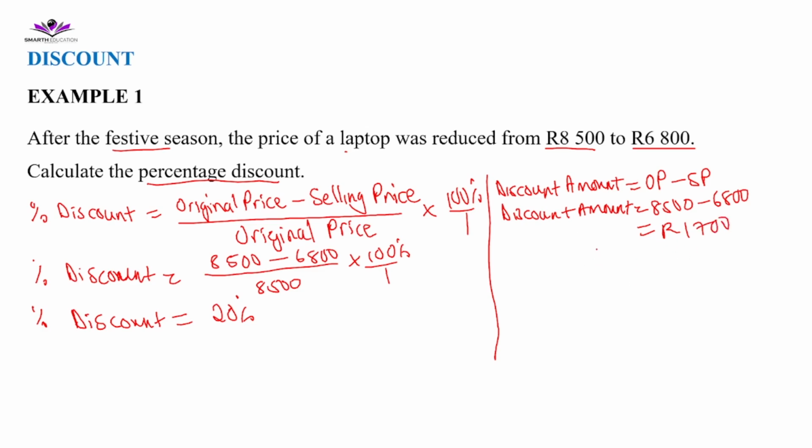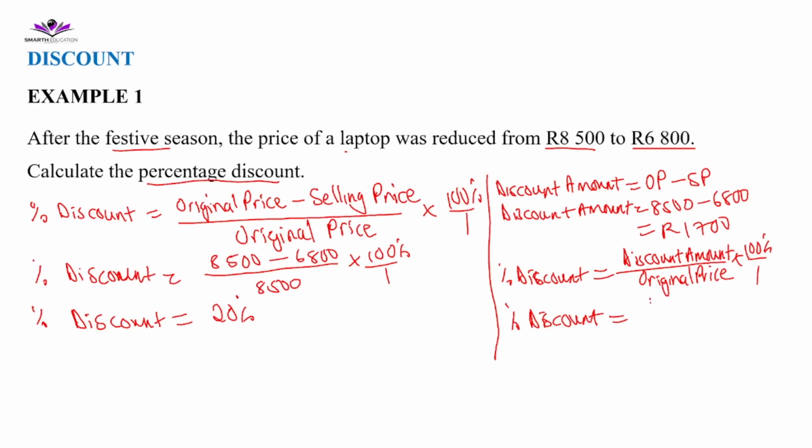Right, and then you can get your percentage discount from this formula. Percentage discount is equal to discount amount divided by original price times 100% over 1. Percentage discount is equal to 1,700 divided by 8,500 times 100% over 1, which is 20%. So you're getting the same answer.